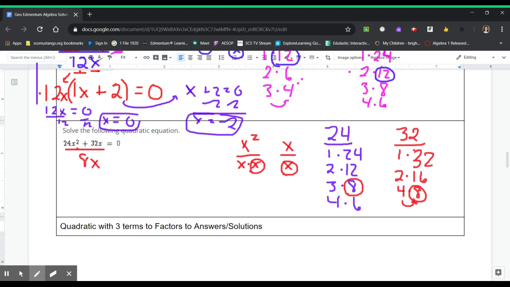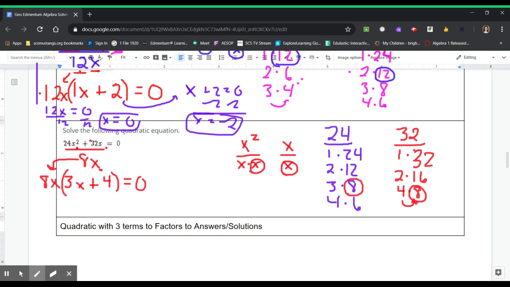So then I'm going to do 24 divided by 8, which is going to give us 3. And then x squared divided by x is going to be x. This has a plus here, so this is going to be a plus there. 32 divided by 8 is going to be 4. x divided by x is going to be 1. So it's just going to be 4 times 1, which is 4. And don't forget to put your 8x out in front.